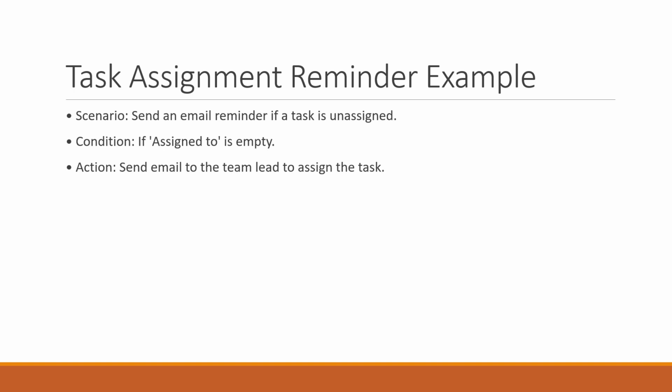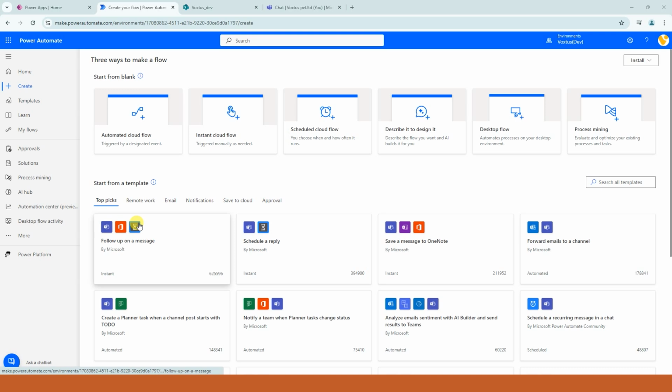Task assignment reminder example. In this example, we will send an email reminder if a task hasn't been assigned to anyone. The condition will check if the assigned to field is empty. If so, we notify the team lead to get someone on the task. Let's quickly create a Power Automate flow.